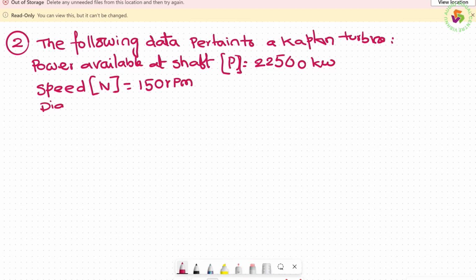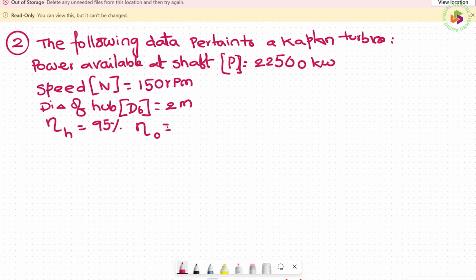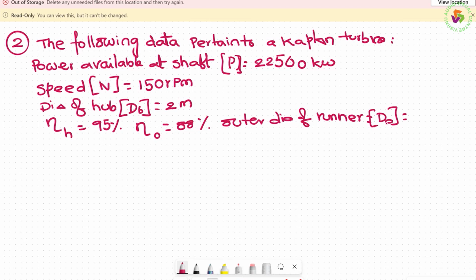Dia of hub is equal to 2 meters. Hydraulic efficiency is equal to 95%. Overall efficiency is equal to 88%. Outer diameter of runner, that is D naught, is equal to 4.5 meters.